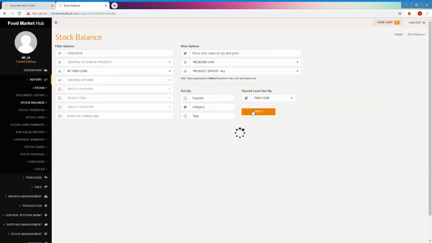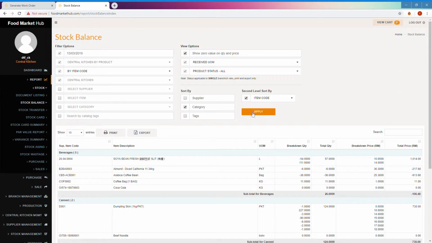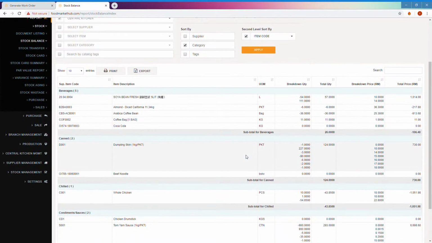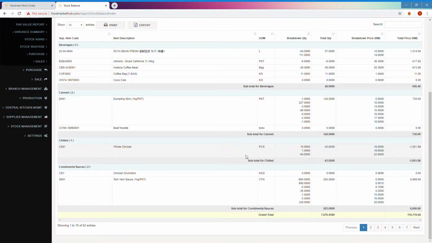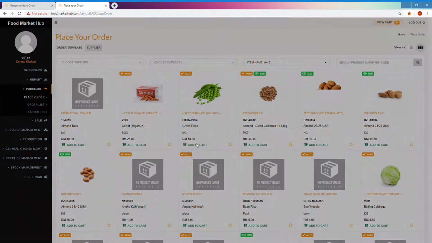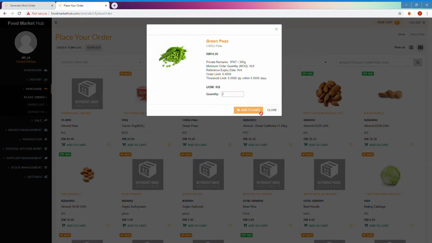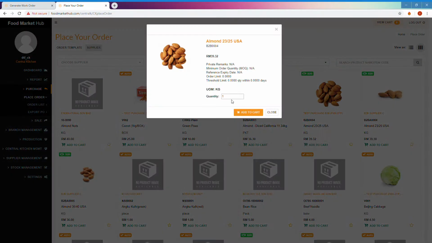Central kitchen can check the stock balance via the stock balance report to ensure the quantity of existing stock. Once the stock balance is not enough for production, central kitchen can place an order for insufficient ingredients.